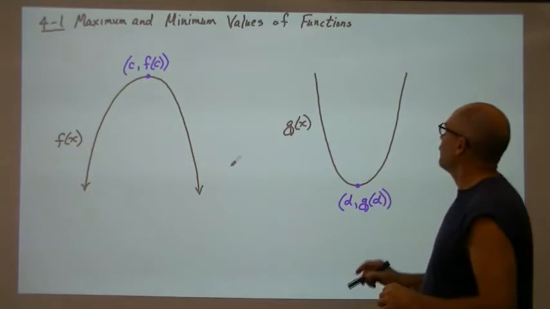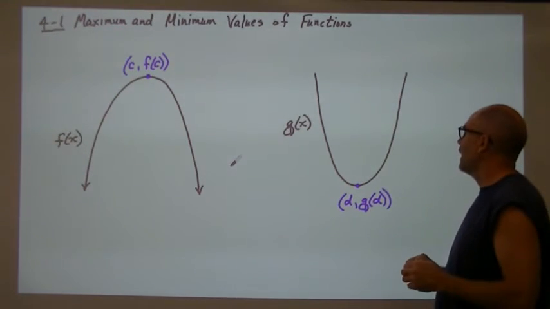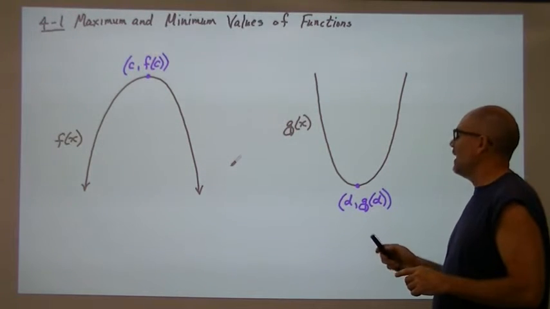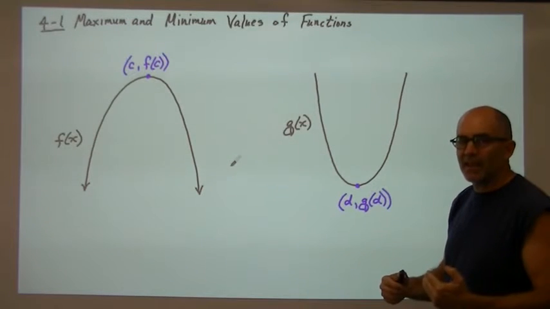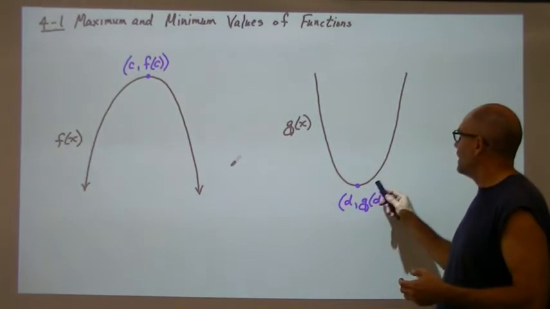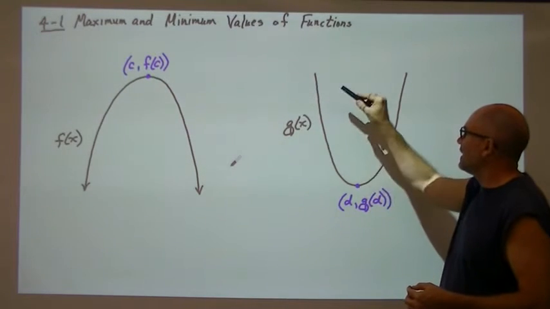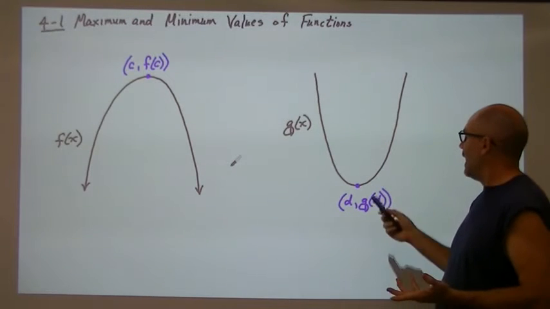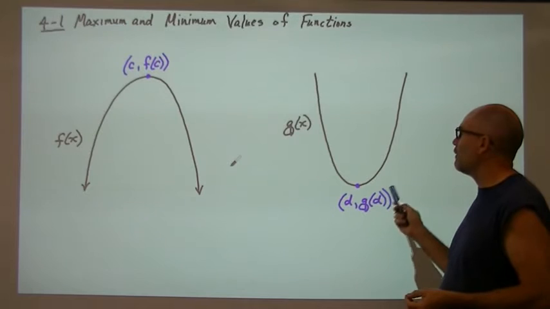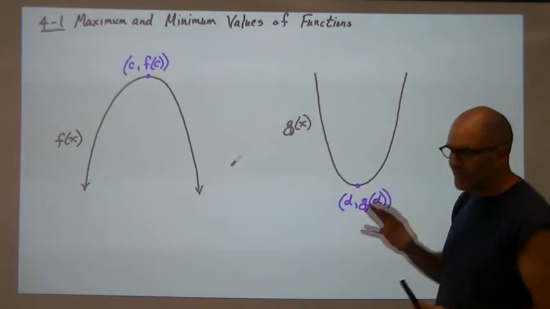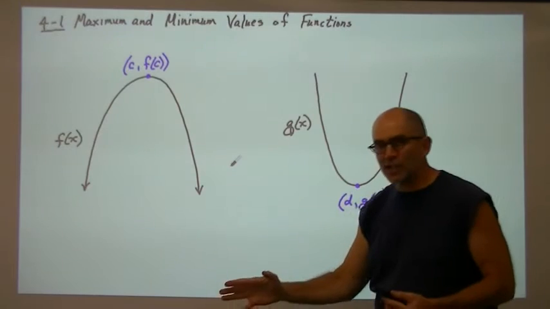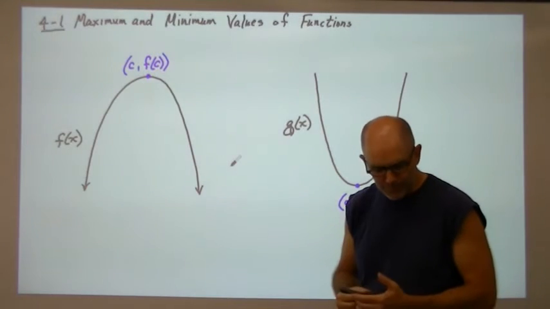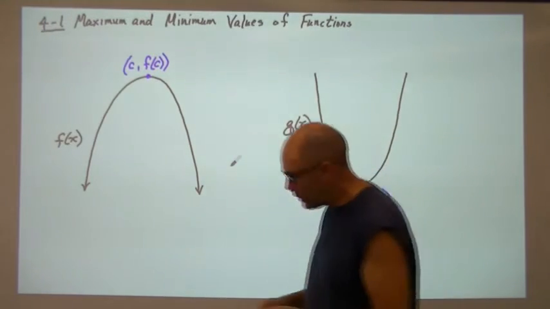Now, likewise, if we have a function g of x, then we have a point d, g of d, that's the absolute min of the function, because g of d is less than any other g of x value in the function g. And d is the location of our absolute min. Okay, so that's important to understand, that the location is your x value, the actual min or max is your y value. Okay, cruising on.